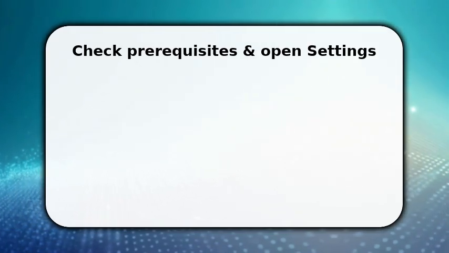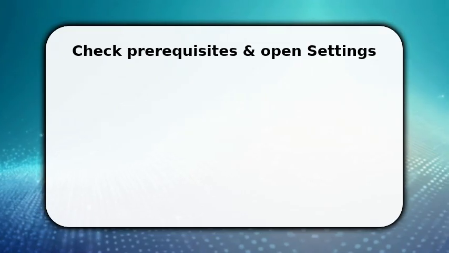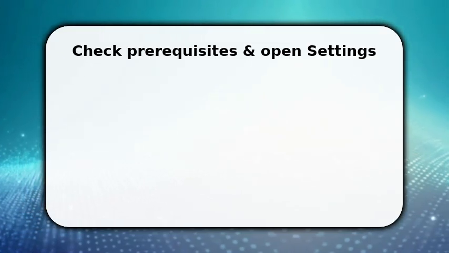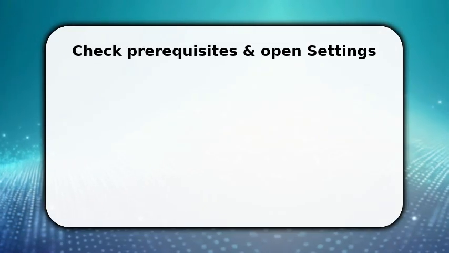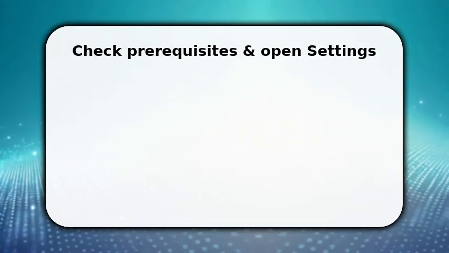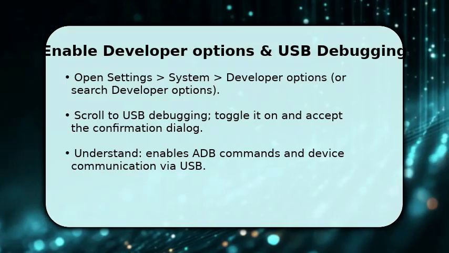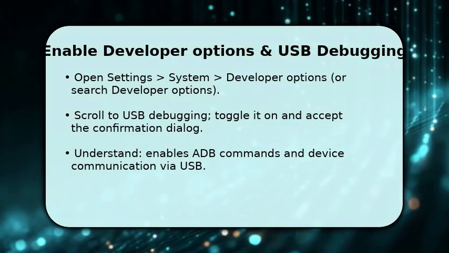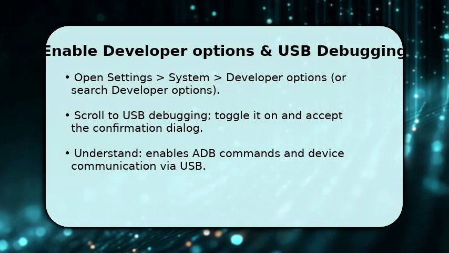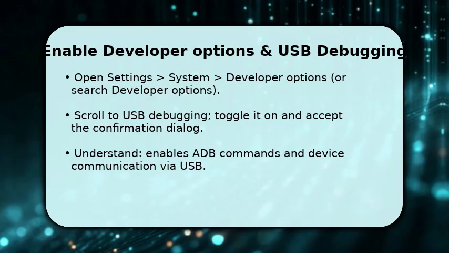Make sure you watch for a prompt asking for your PIN. Enter it. This step exposes the developer menu where USB debugging lives, and it's necessary because Android hides advanced controls by default. Now open Settings, go to System, then Developer Options. If you don't see it, use the Settings search for Developer Options.